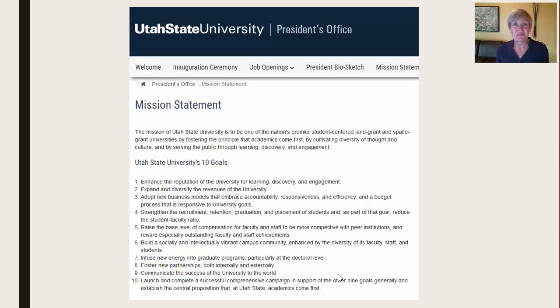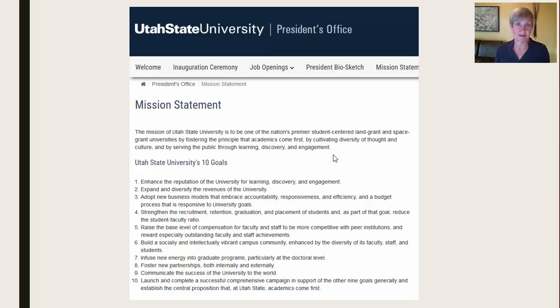I'm not sure any of you have ever looked at this mission statement for Utah State University. It's on the President's page. But really, a land-grant university is about academics, extension, and research. That was the whole point of founding of the land-grant universities. Extension is the idea that we take what is found in research out to the public at large, and that's why you see this last statement, serving the public through learning, discovery, and engagement.